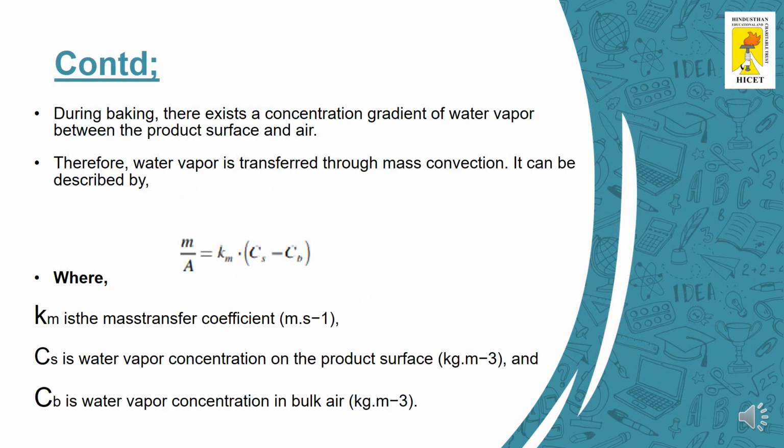During baking, there exists a concentration gradient of water vapor between the product surface and air. Therefore, water vapor is transferred through mass convection. It can be described by M by A equals Km into Cs minus Cb.